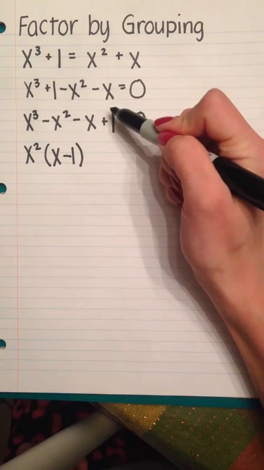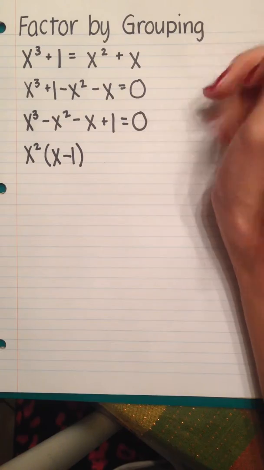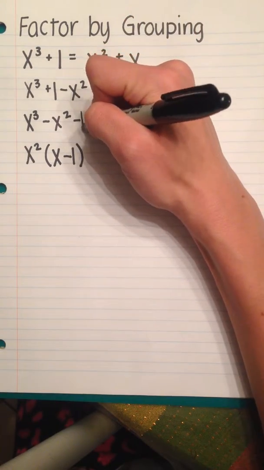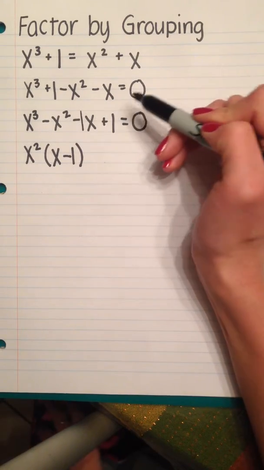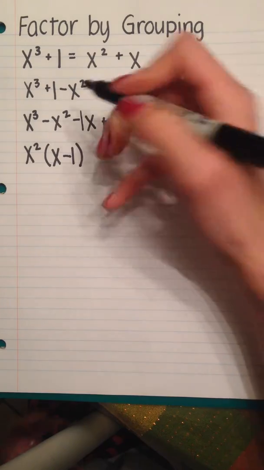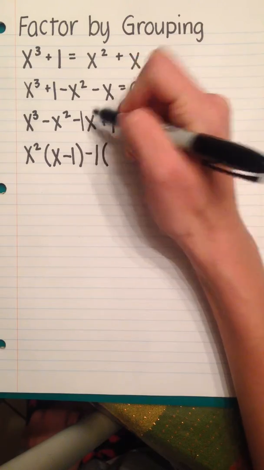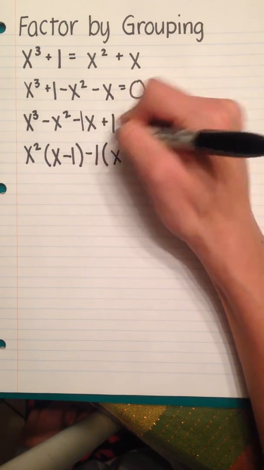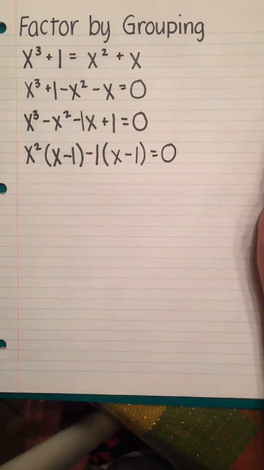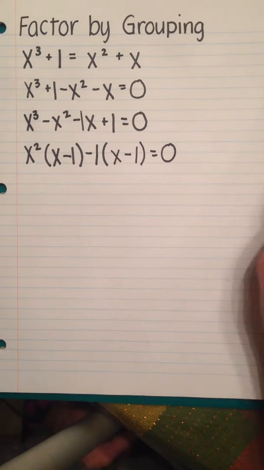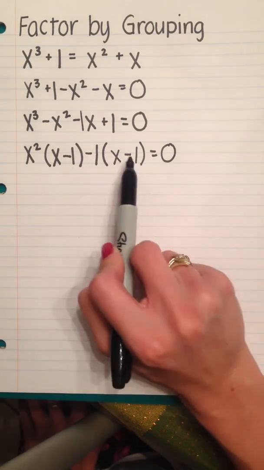Okay, now let's deal with the second two terms. It's important to recognize, just for the sake of making your signs correct, that in front of this is an invisible 1. And that's exactly what we're going to take out of the second two terms. Because 1 is common to every term, we can take the negative 1 and pull that right out, so that this becomes positive x, and this becomes minus 1. And that is exactly the goal when it comes to factoring by grouping. We have this x minus 1 common to both terms.